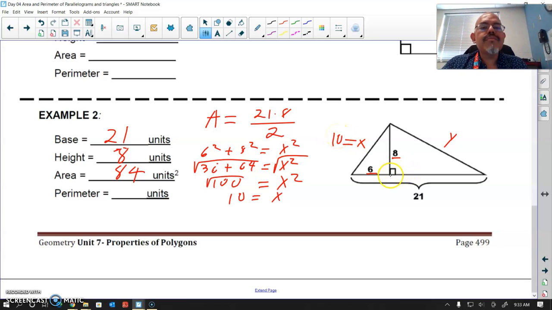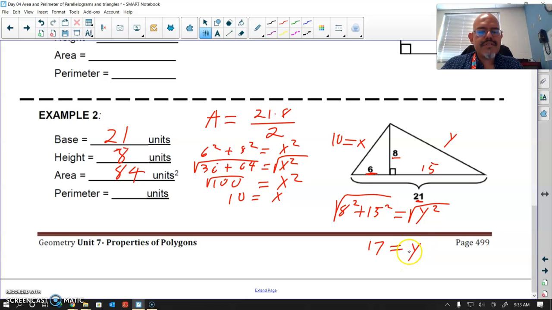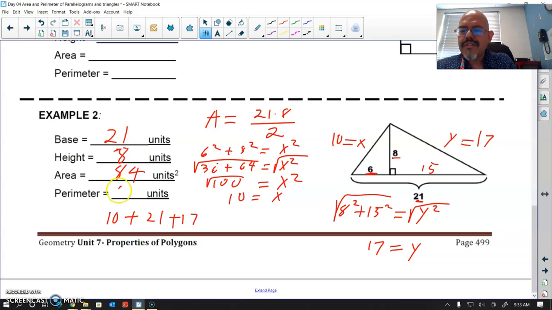Going to do the same thing over here, but since we used this 6, we have to remove 6 from 21, so that gives us 15. So this is going to be 8 squared plus 15 squared equal to Y squared. If you put that into the calculator, that will give you 17 equal to our Y. Then you just add the sides: 10 plus 21 plus 17, so that's going to be 48. Okay, and that takes care of that one.